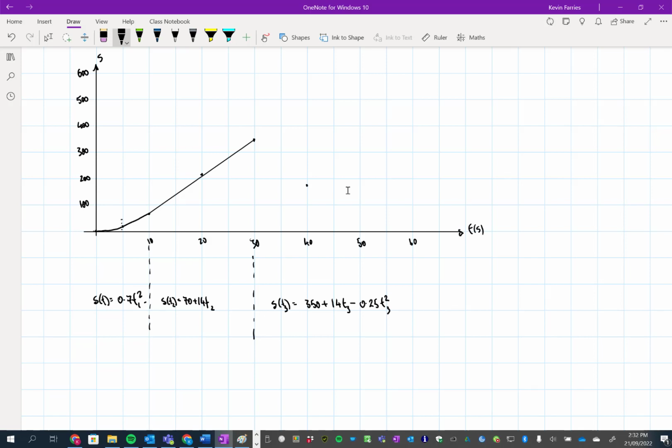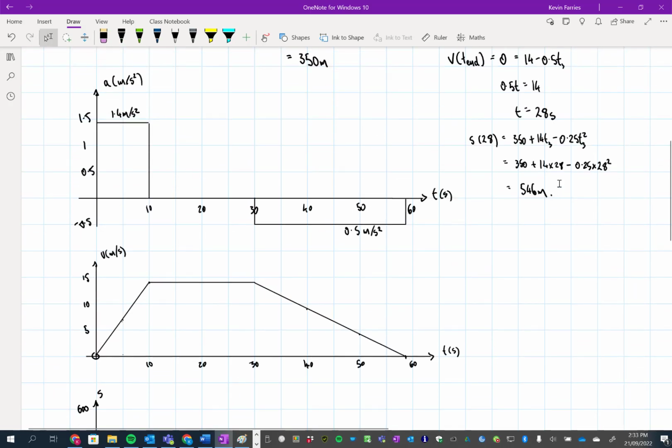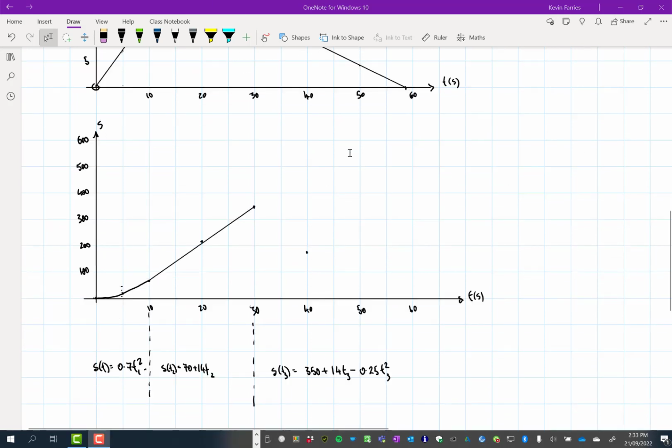20 seconds in, we're going to get 350 plus 14 times 20 minus 0.25 times 20 squared. What have I done wrong here? What have we done wrong here? Let's go back to that equation again. Sorry, I'm making a mistake here because this is still increasing. It's still increasing, so let me just recalculate that. I must have made a mistake.